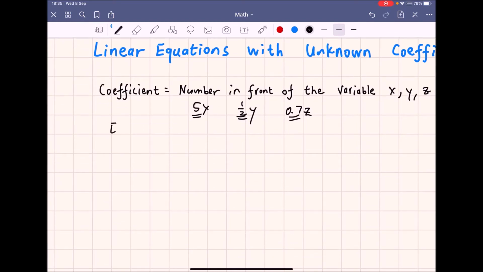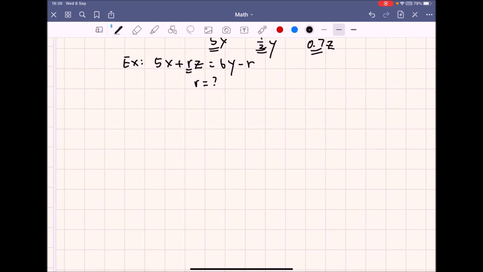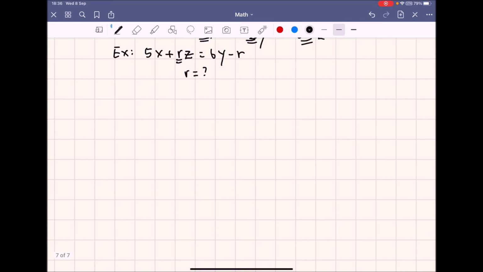One example question could be 5x plus rz equals 6y minus r. So here we do not know what r is, and r is the unknown coefficient. And the question might ask you to solve for r. So we're going to look into how to solve for that today. So let's look at some specific questions to practice.